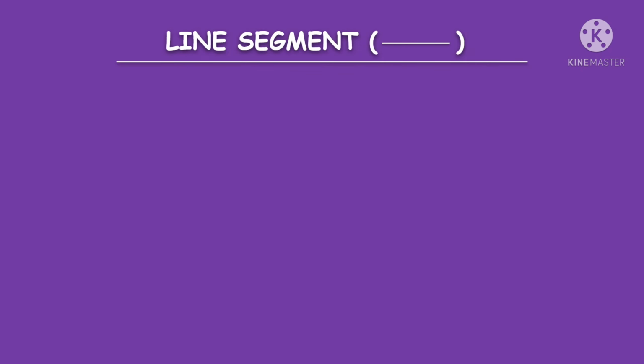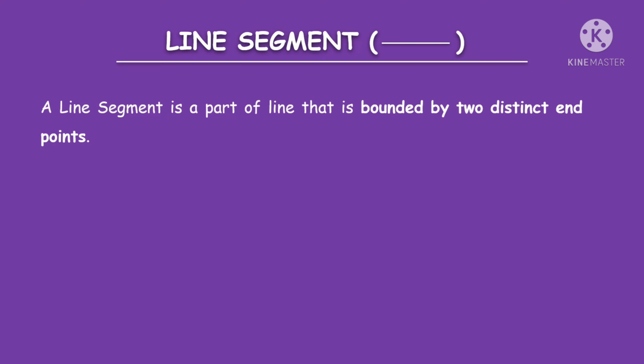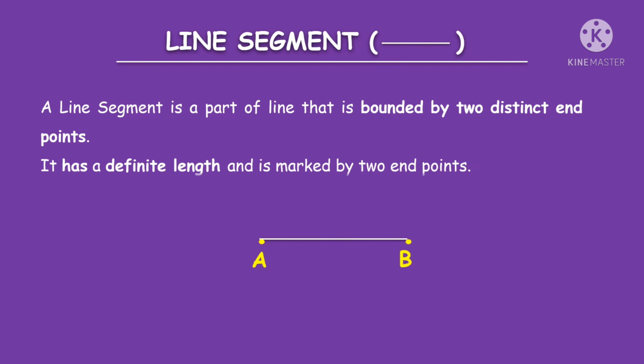Line segment. A line segment is a part of a line that is bounded by two distinct endpoints. It has a definite length and is marked by two endpoints. Here, A and B are the two endpoints of the line segment, AB.